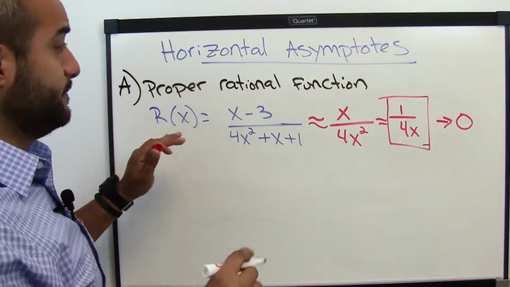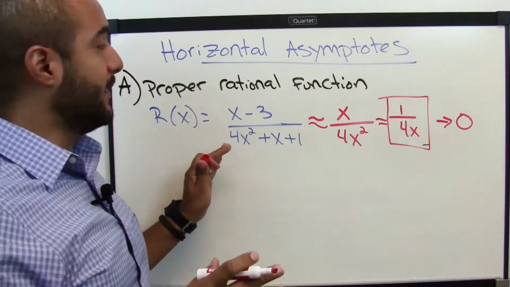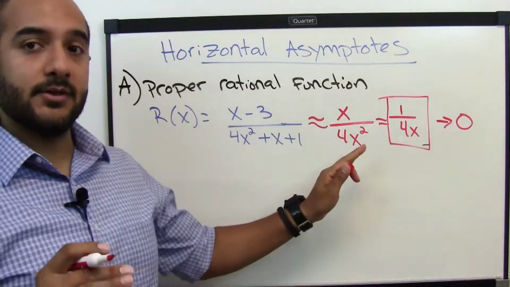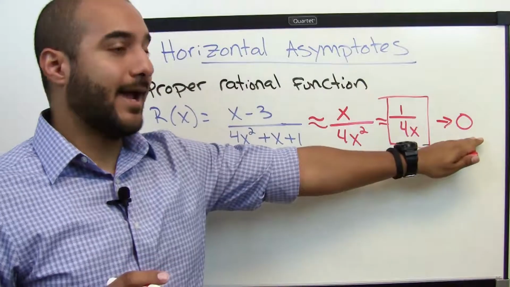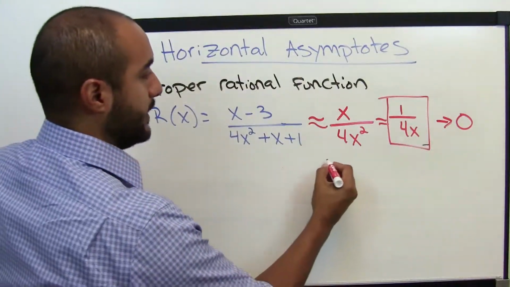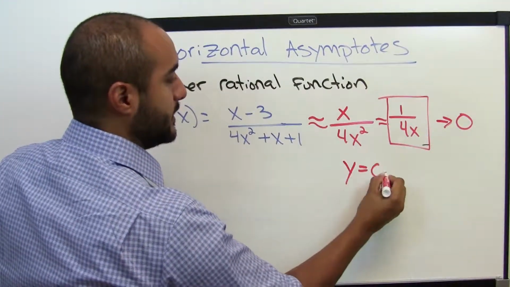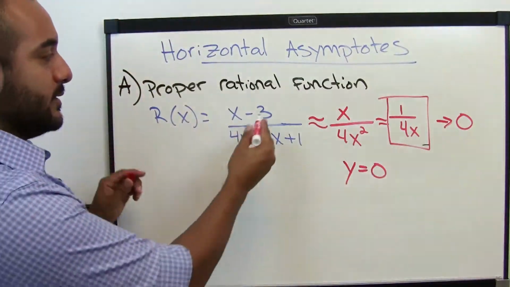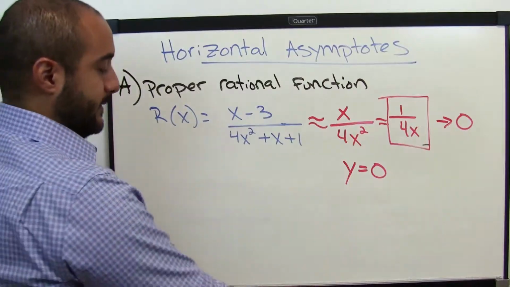So this is the great thing about having a proper rational function. All of their horizontal asymptotes are at y equals 0, because this is what's always going to happen with them. Notice that even if I change this around a little bit, right?